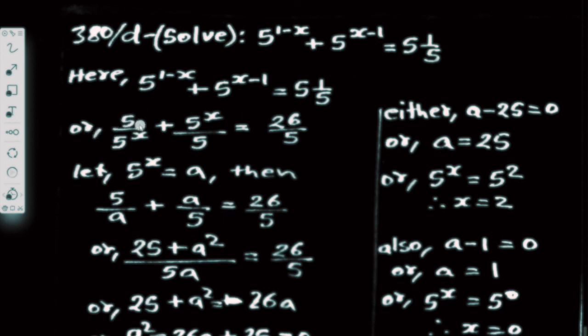Or here 5 power 1 is 5 by 5 power x. It means the power is in minus. If the power is in minus, it should be placed in the bottom in the form of division.